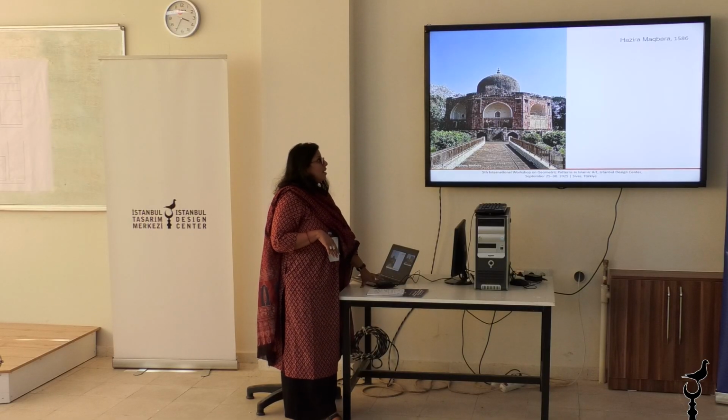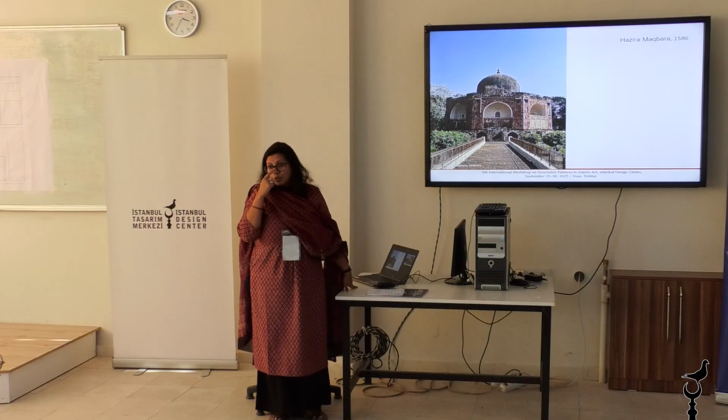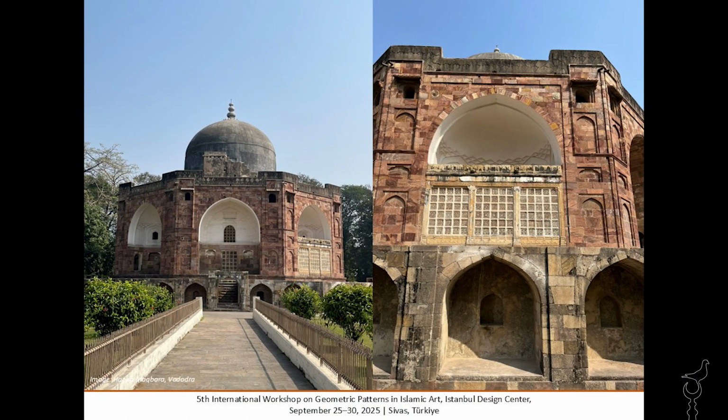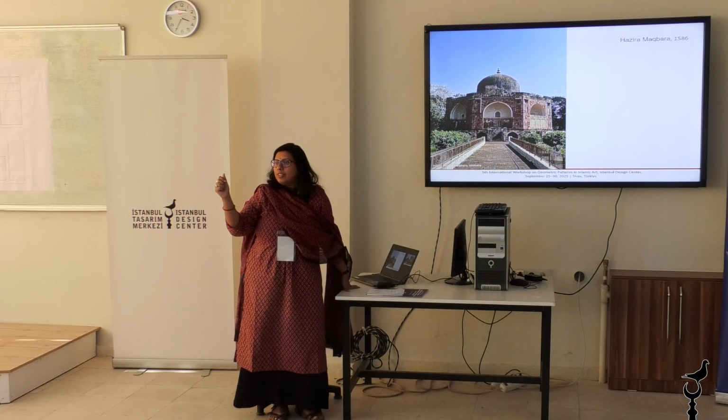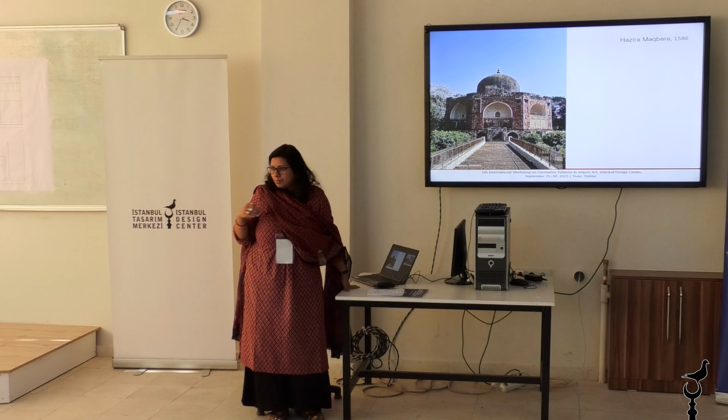The next is Hazira Maqbara. This is again in the Gujarat area. This was commissioned by the Mughals. So you see that the style in which it is designed is very Mughal architecture. I will come to Mughal architecture a little later, and you will be able to relate to that. But the details of it are very regional, right?